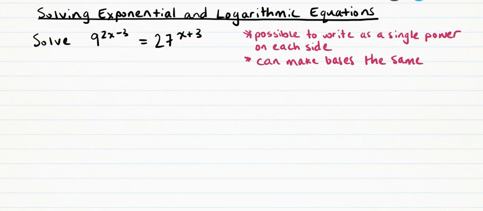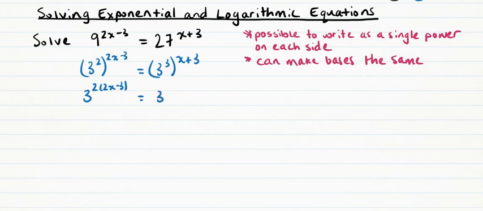So on the left-hand side, I can rewrite the base of 9 as 3 squared. So in place of 9, I write 3 squared, and then I still have the exponent of 2x minus 3. And on the right-hand side, I can write 27 as 3 cubed, and then I still have the exponent x plus 3. And using the power of a power rule for exponents that tells us that we multiply these powers, I get 3 to the exponent of 2 times 2x minus 3 is equal to 3 to the exponent of 3 times x plus 3.